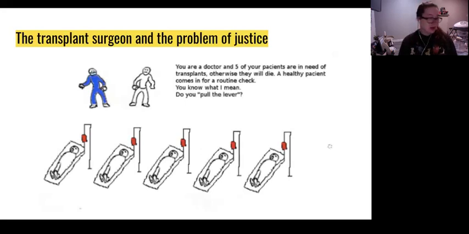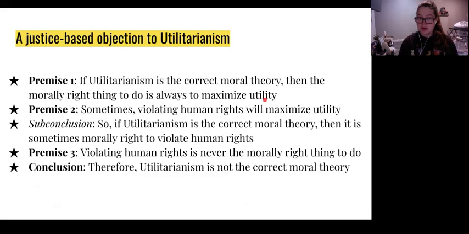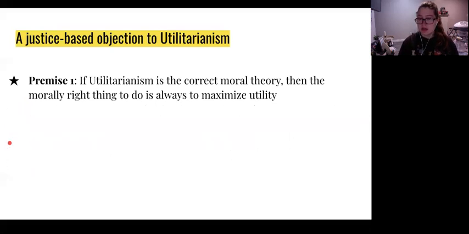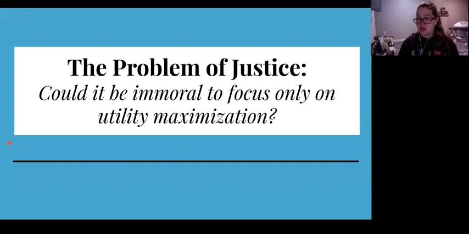So, what do you think? Is the problem of justice a real problem for the utilitarian? How do you think the utilitarian theorist might respond to this objection? Do you think they would agree with premise 2 that violating human rights would maximize utility? Do you think they would agree with premise 3 that violating human rights is never morally right? What do you think? And finally, do you think you're a utilitarian, or do you think the problem of justice is just too big of a problem to ignore?